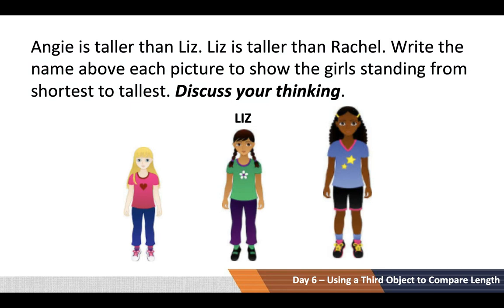Angie is taller than Liz. Liz is taller than Rachel. Write the name above each picture to show the girls standing from shortest to tallest. Discuss your thinking. Take a moment and see if you can figure out which girl is which.